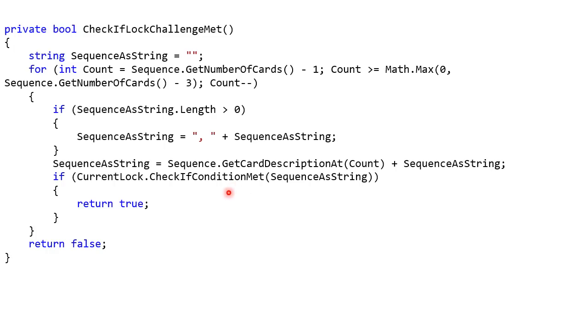So we've just called check if condition met here, and if it returns true, then this method, the one we're looking at, check if lock challenge met, will also return true. Otherwise, we're still going round this for loop. So it keeps iterating through the sequence collection. Remember, it's iterating backwards through that list of cards until it's looked at a combination of the last 3 cards, which is the maximum number of cards you get in a sequence. And then if no challenge has been met, it will eventually return false.